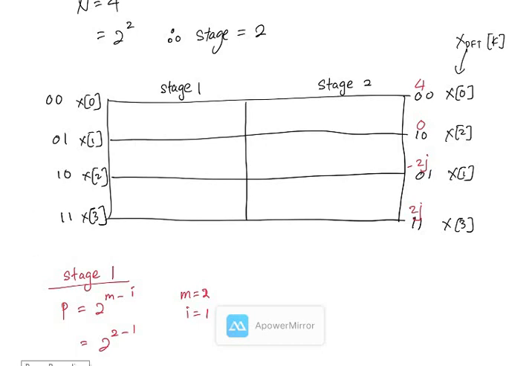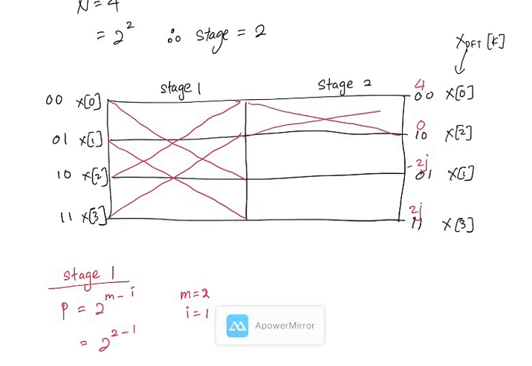Before we calculate stage 2, the butterfly, we must know how to draw the closed line. As I mentioned to you in the DIF technique, if n equal to 4 samples, the closed line is x0 paired with x2, and x1 paired with x3. And then also the same for stage 2. x0 will pair with x1, and then x2 will pair with x3.